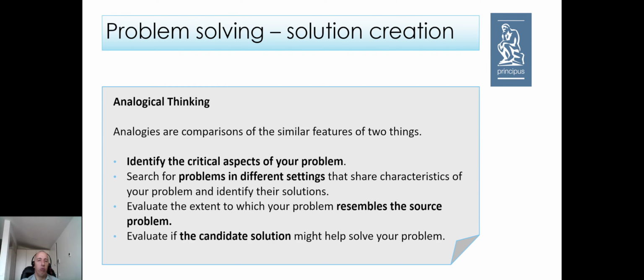Today we will talk about solution creation and solution communication. The goal for all three paths of problem solving is to find a solution. The methods are different, but you can always use some standard approaches for solution finding.